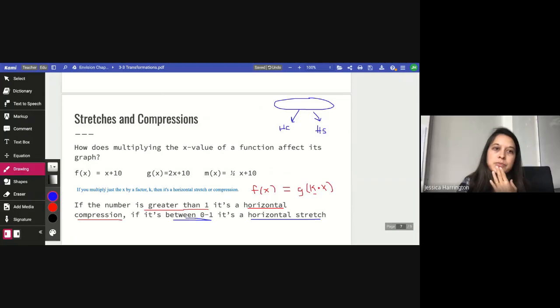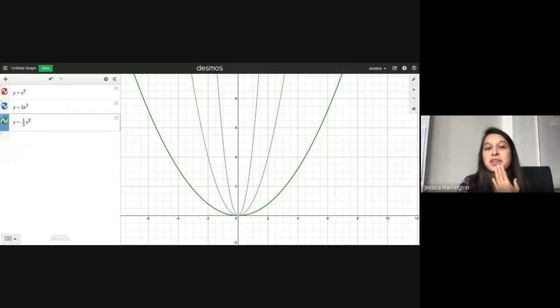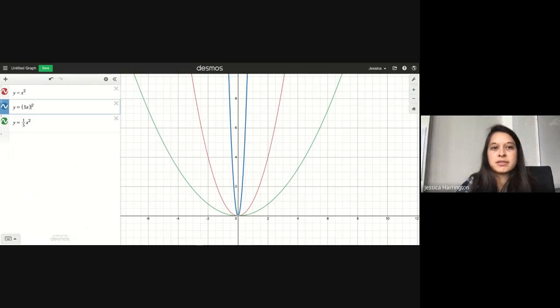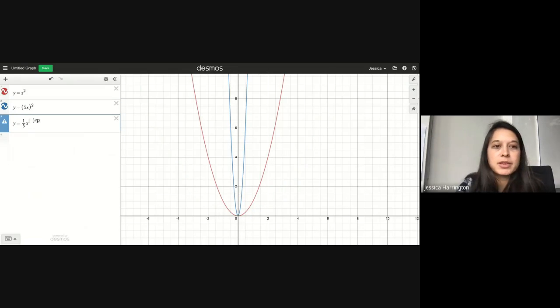I'm going to use the curve because I think the curve's easier to see. So here was a vertical, right? Because 5 was being multiplied by the whole function. It's essentially 5 times x squared. But now what we're doing is we're multiplying just the x by 5, keeping that in parentheses. And we're multiplying just the x by 1/5.